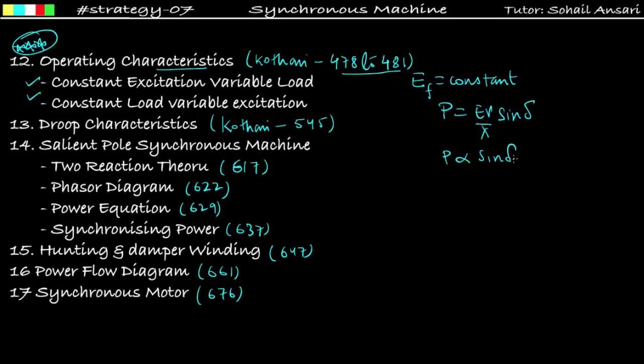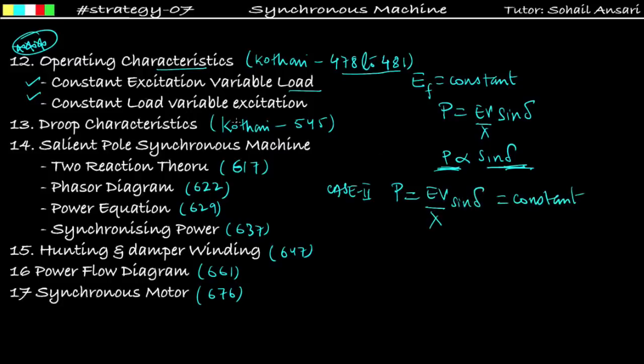So if you change the load, then the rotor angle will also change, because of variation of load the power will change, and because of the change in power the rotor angle will change. This concept you have to study from page number 478 to 481. Now the second case is constant load and variable excitation. What do you mean by this? If load is constant, it means power is constant, that is EV upon X into sine delta. This is case 2, and you are changing the excitation.